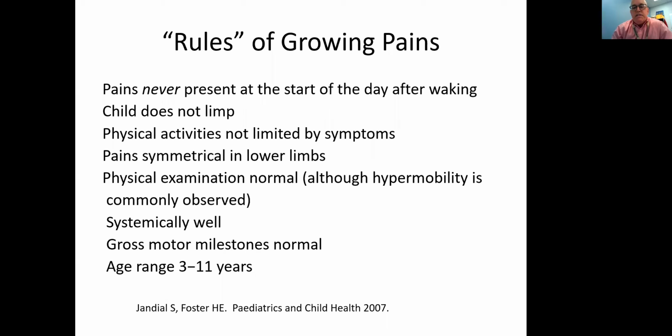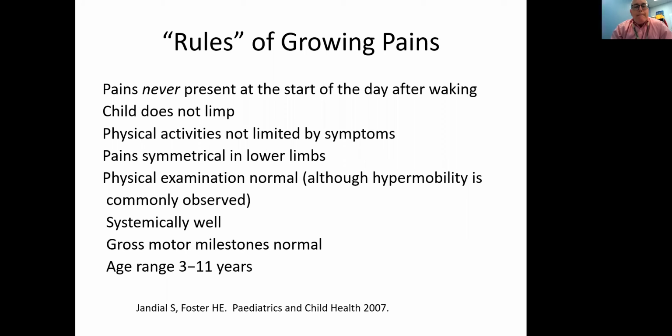So the rules of growing pain, thinking of patients who have night pains: how do we determine if they're benign or they're signifying a more serious underlying illness? I think these rules are helpful. They should not be present during the day or especially upon waking. There's no limping. They're not limited in physical activity. It's symmetrical, lower extremity. They have a normal physical examination, although hypermobility might be present and is often present. They're systemically well. They have normal gross motor milestones, and they're in the age range of 3 to 11 years.